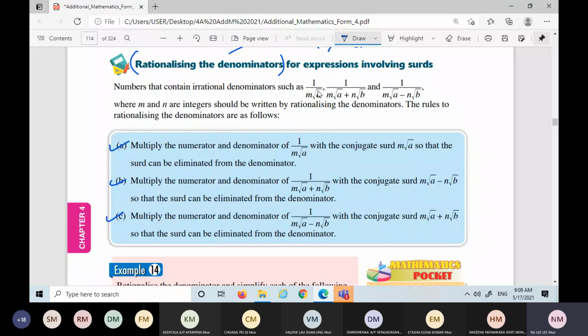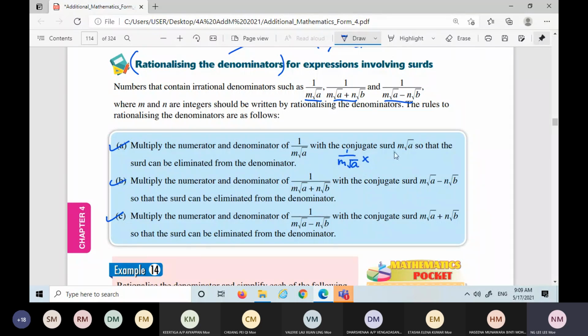As in the examples here, 1, 2, 3, they are listed out here. This is what you are going to do to rationalize the denominator. If the denominator is m surd a, you just multiply by m surd a, with the numerator and denominator. This is the meaning. I make a conclusion here. If you don't want to copy it in Word, you can just write it this way.